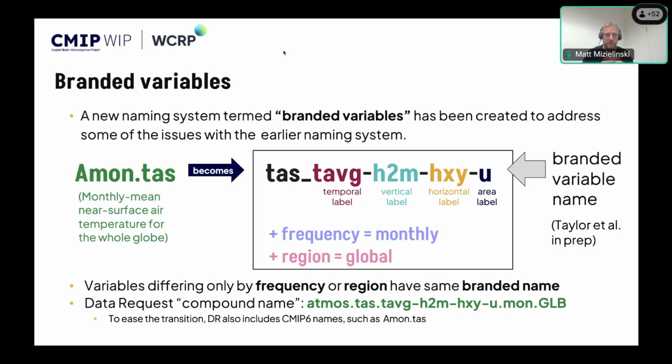The data request includes a CMIP7 compound name. This is a composite of the modeling realm, the variable, the branding, frequency, and the region. But to ease the transition, there's also a name very similar to the CMIP6 name, such as Amon.tas. There's more information up on the CMIP7 guidance pages, and we hope to get more communications out on this in the near future. Next slide, please.